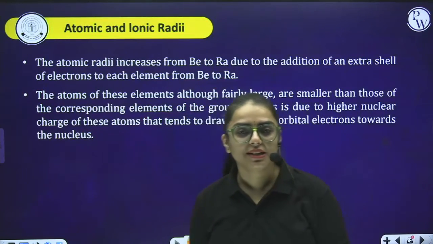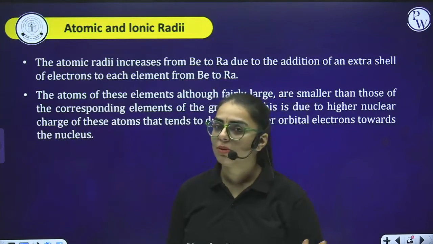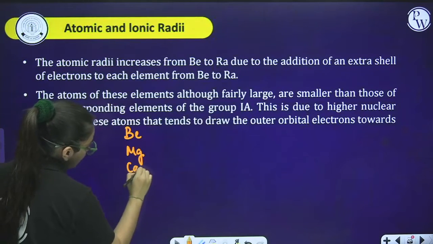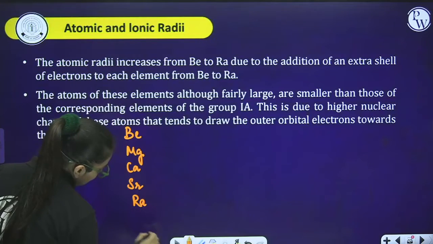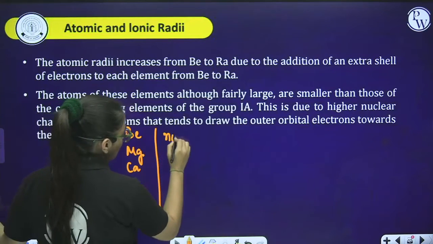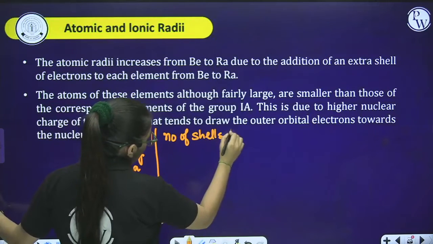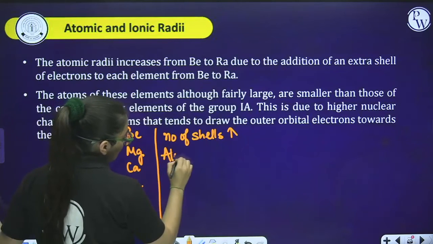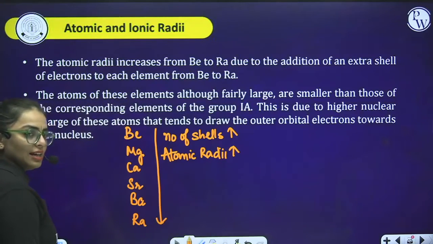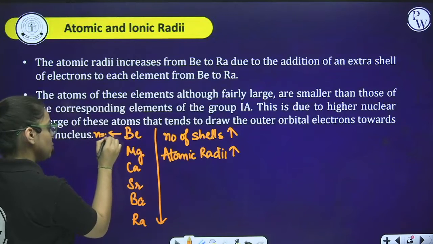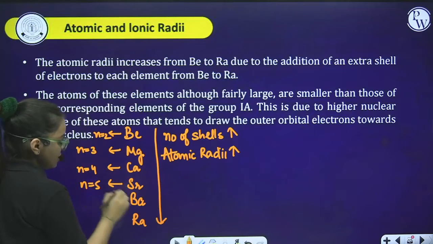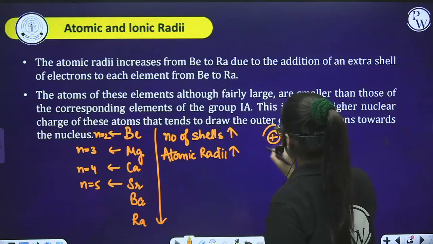Let's start with the atomic and the ionic radii concept, students. If I talk about the atomic and ionic radii, what happens? We basically know it's beryllium, magnesium, calcium, strontium, barium, and radium. So what happens from top to bottom? Ma'am, from top to bottom, number of shells increases. If number of shells are increasing, students, very simple, atomic and ionic radii will also increase. Why? Because the distance from the center to the outermost shell electrons increases. In beryllium, we have n equals 2. Here we have n equals 3. Here n equals 4. Here we have n equals 5, 6 and 7 respectively. That means shell number is increasing. If I have to draw beryllium, it is first shell, second shell.